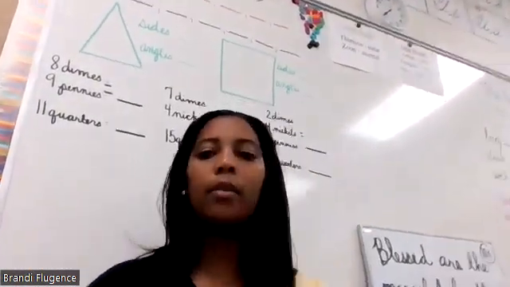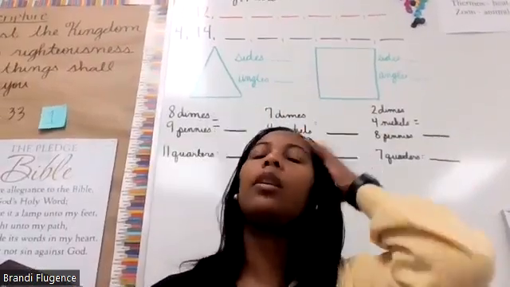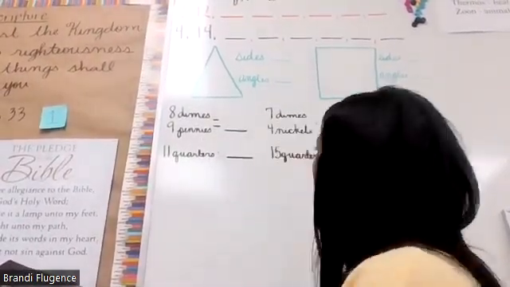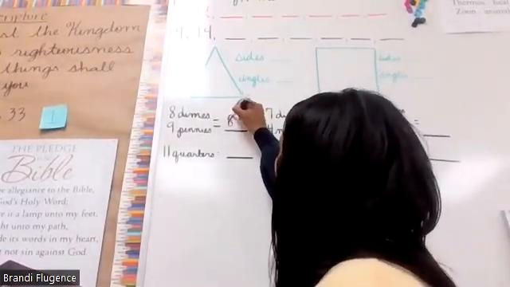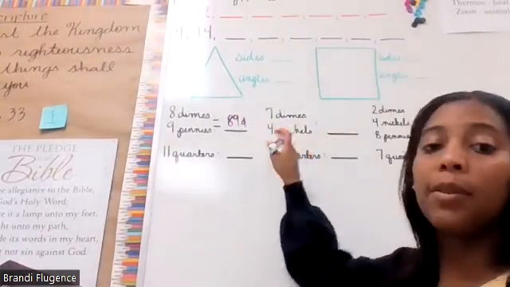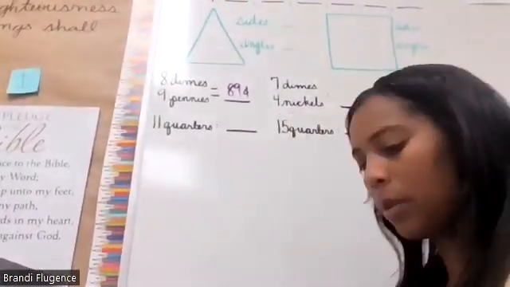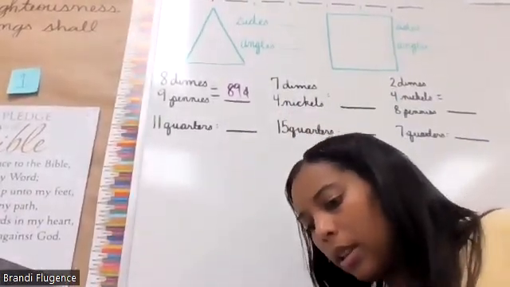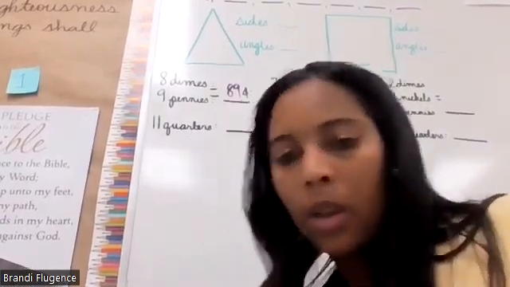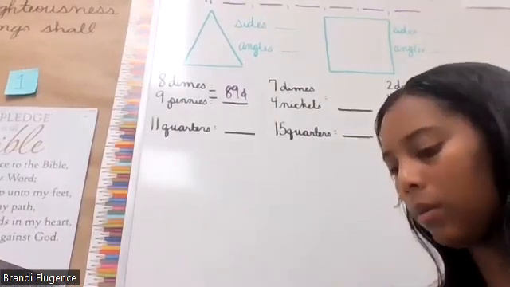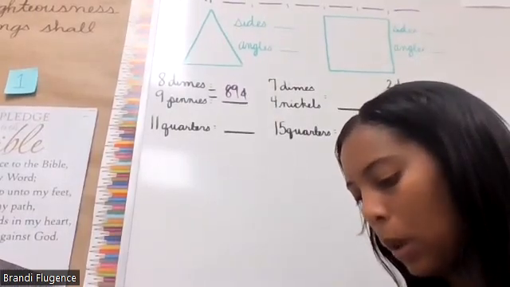All right, 8 dimes, 9 pennies. How much money would that be, Kendall? 89 cents. 89 cents. All right, next one, we have 7 dimes, 4 nickels. A nickel is worth 5. So when you're counting, just be careful. 7 dimes, 4 nickels.